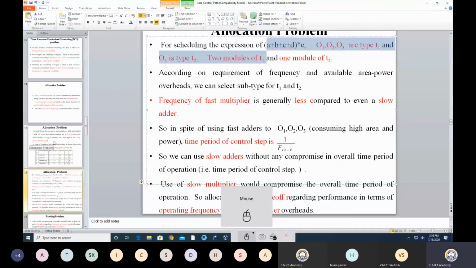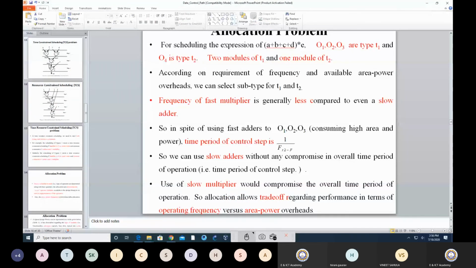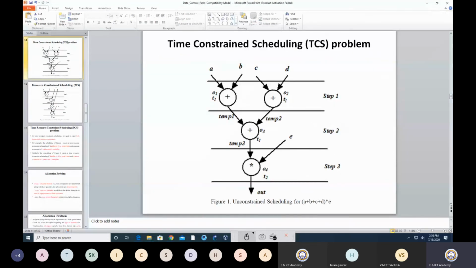Okay, so if I look at my graph, observe it over here. Now over here in time step 1 I have an adder, in time step 2 I have an adder, and in time step 3 I have a multiplier. Now if I think about the critical block out of all this, definitely the multiplier would be the critical block because it would take larger time compared to addition.